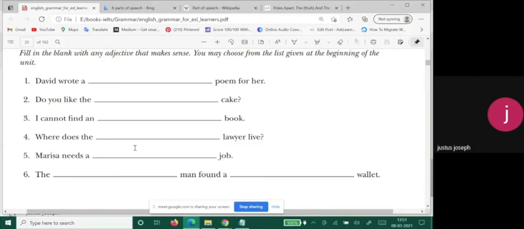Your mother tongue influence actually did not let you learn any adjective in your mother tongue.